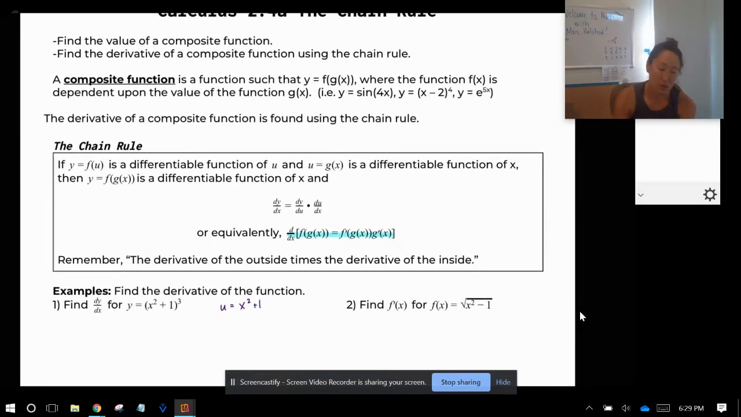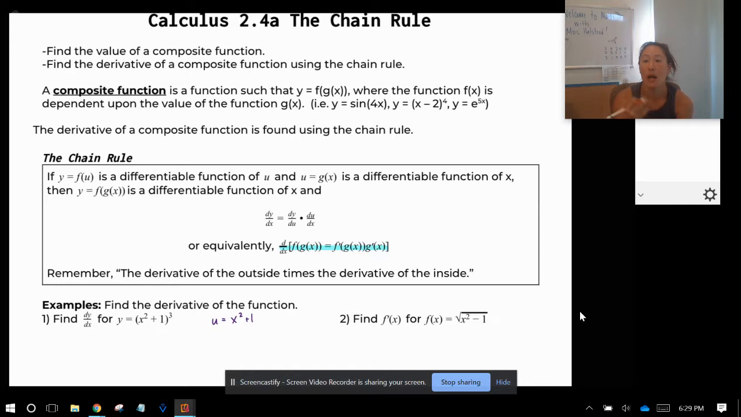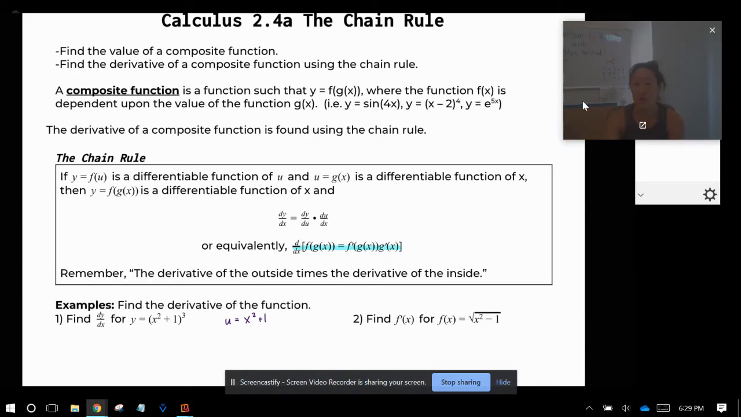Okay, so we can take the derivative of a bunch of stuff now, but now we need to take a look at what happens if we have a composition of functions. So one function is inside of another function. So what we do is we take the derivative with respect to u of the outside function. Then we take the derivative of the inside function.